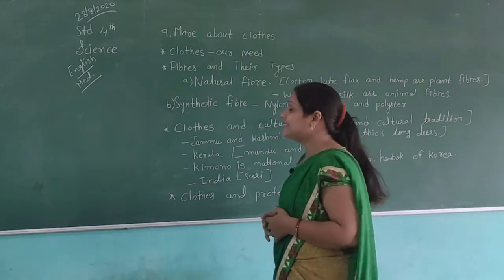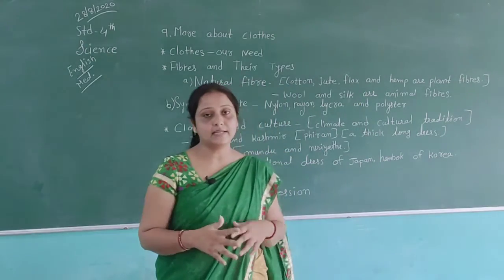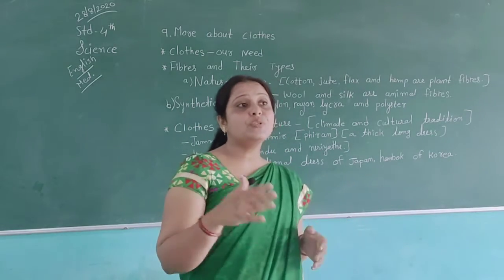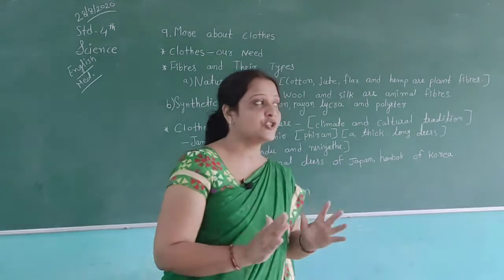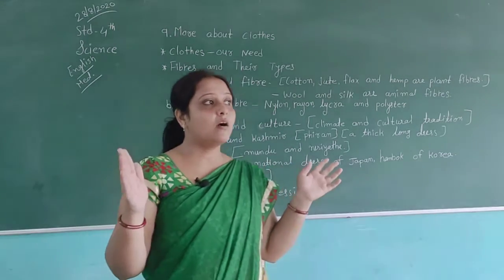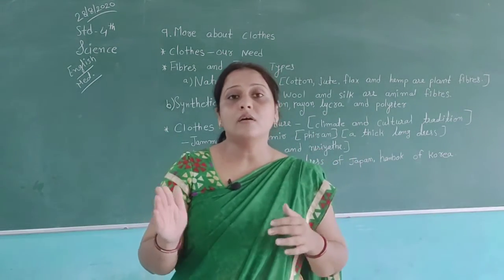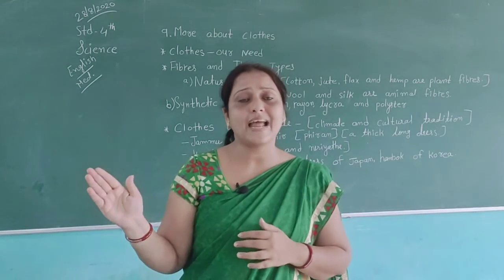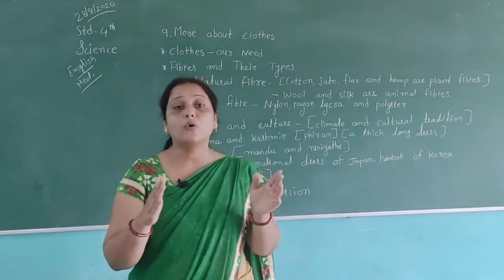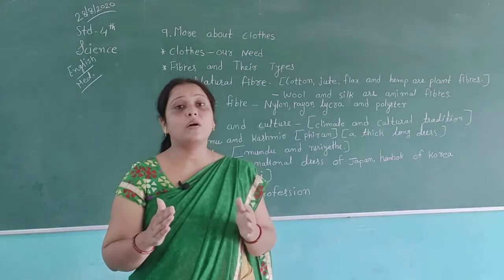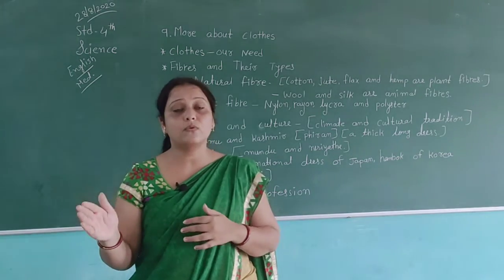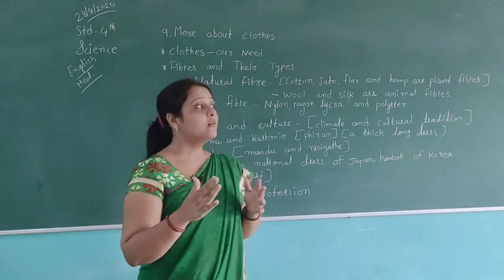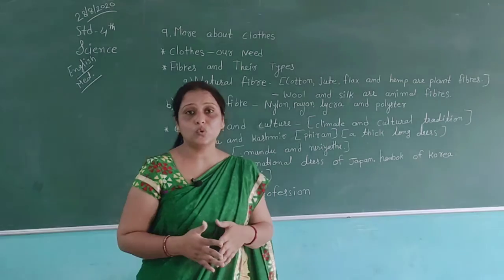Climate and cultural traditions also matter. People always use clothes according to the climate and culture. For example, on our earth we have different types of climates. According to their climate, they wear different types of clothes. If they have a cold atmosphere, then they wear wool clothes there.